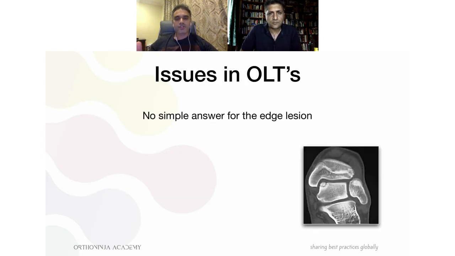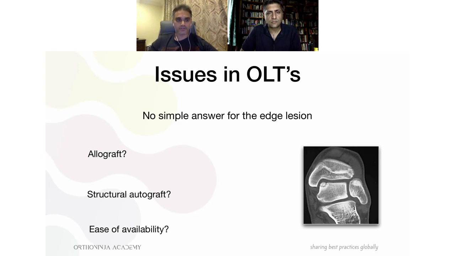And finally, there's no actual simple answer to this edge lesion, because these are uncontained defects. You microfracture those, or you put an AMIC on them, there's a problem that might just slope and fall off. So we don't really have very good answers to these questions. Do we use allograft? Do we use structural autograft? And the ease of availability of allograft if we decide to use allograft.